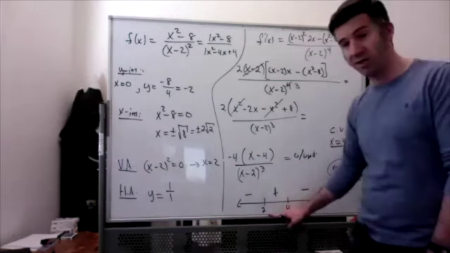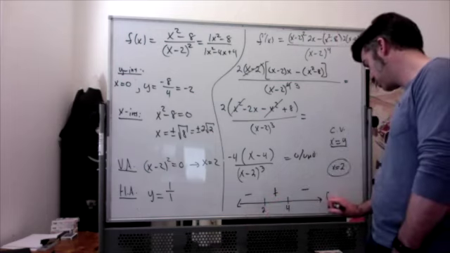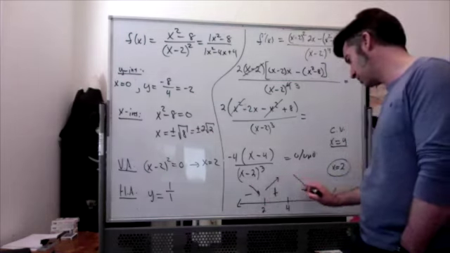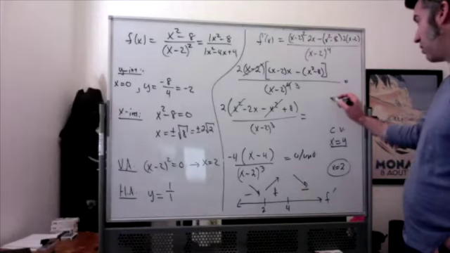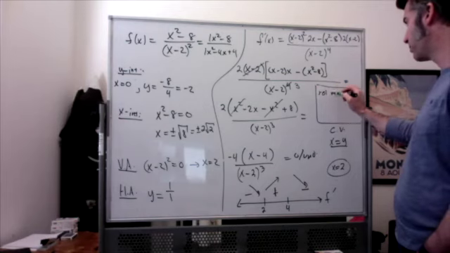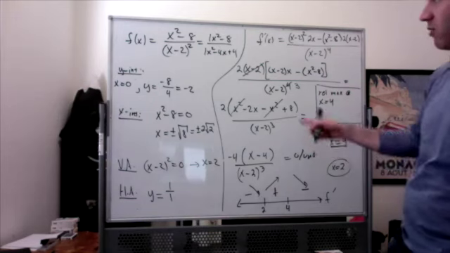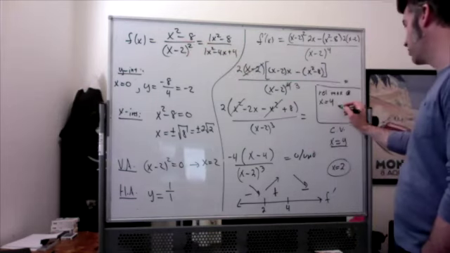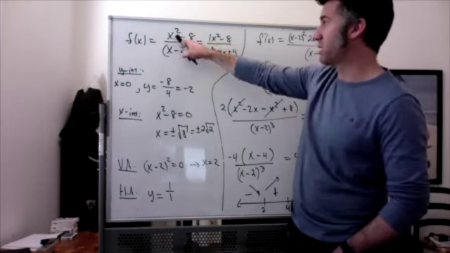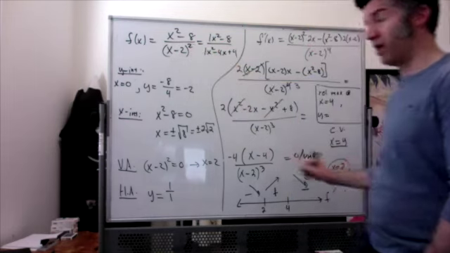So look, it was important to check at 2, because on one side of 2 it's positive, on the other side of 2 it's negative. So my function is decreasing, increasing, decreasing. So we have a relative maximum at 4. We could find the y value. The y value would be, let's see, 4 squared is 16 minus 8 is 8, over 4 minus 2 is 2, squared is 4. So 8 over 4 is 2.